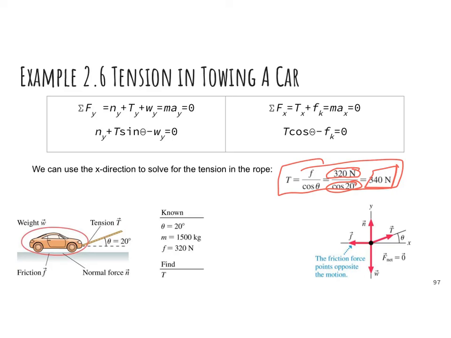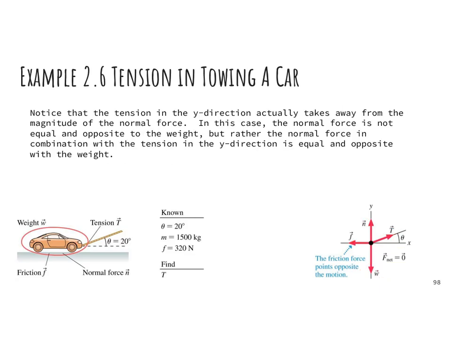Again, these problems can get very tricky, so I need to make sure I'm keeping track of all of my forces, and I do that with this nicely made free body diagram, and I know that the net force is 0. This is just one more thinking about tension and how the tension is, like I said before, taking away from some of the normal force, because these two have to add together to equal out the weight.